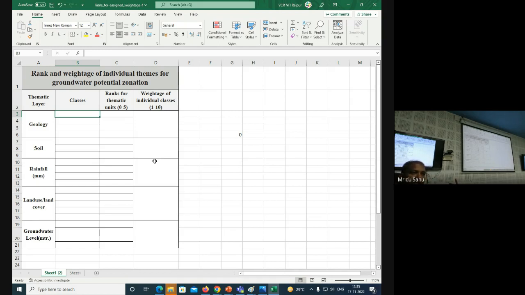For soil it's very easy to take the decision. Sandy soil will always give good scope. If clay is there, it is poor, and if sandy clay is there, you will find an intermediate condition. This is the way you do it for rainfall also: high rainfall, high weightage; low rainfall, low weightage. But here there is very little difference. Land cover: if you are in cultivation land or a water body, you have good scope, but if you are in a settlement, less scope. Groundwater level: if shallow, good; if deep, poor. So now you assign weightage and rank as per the given scale and range.